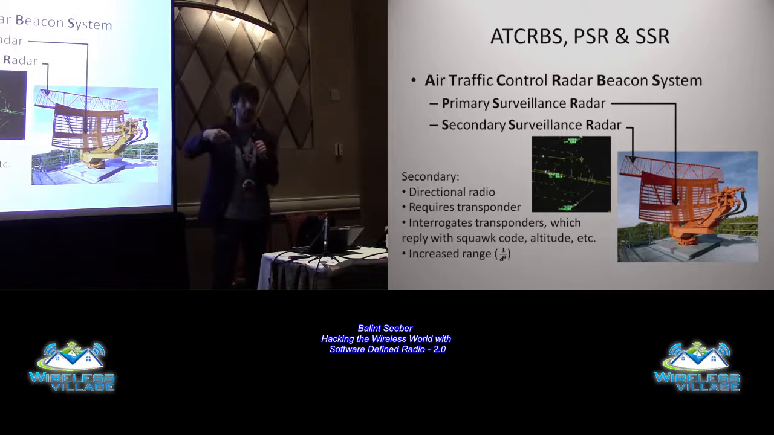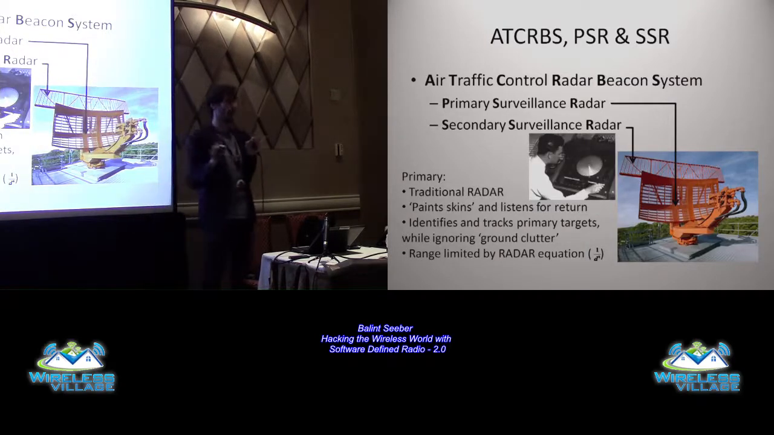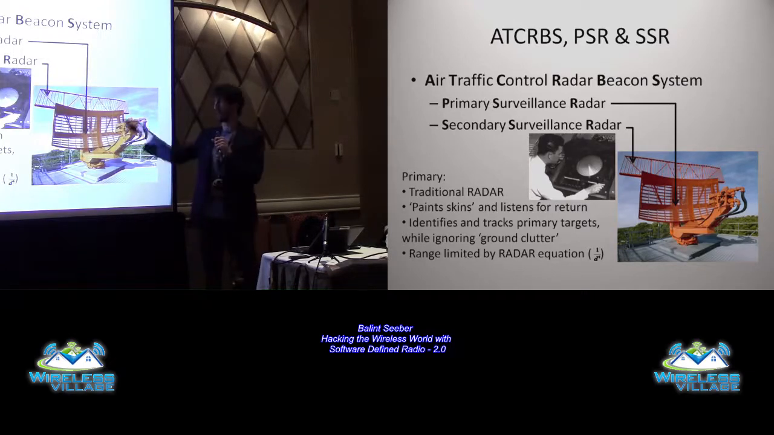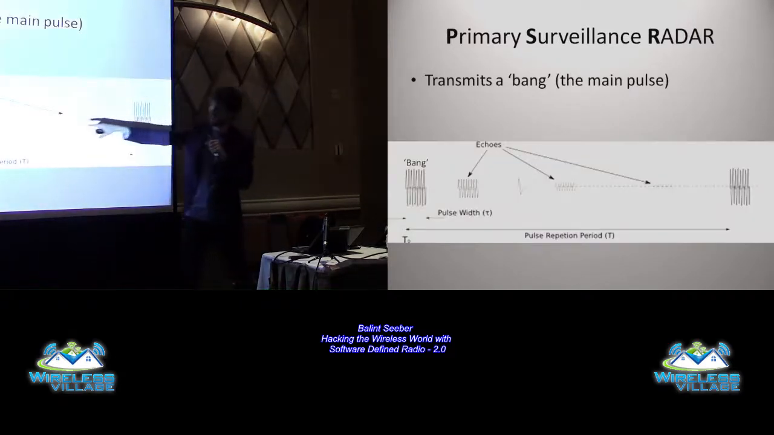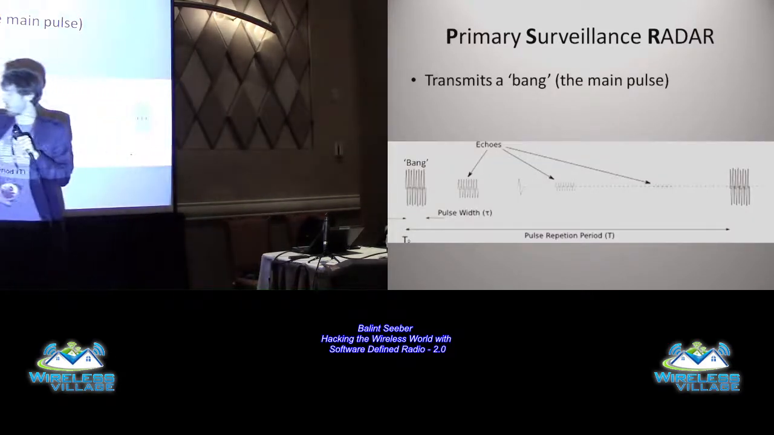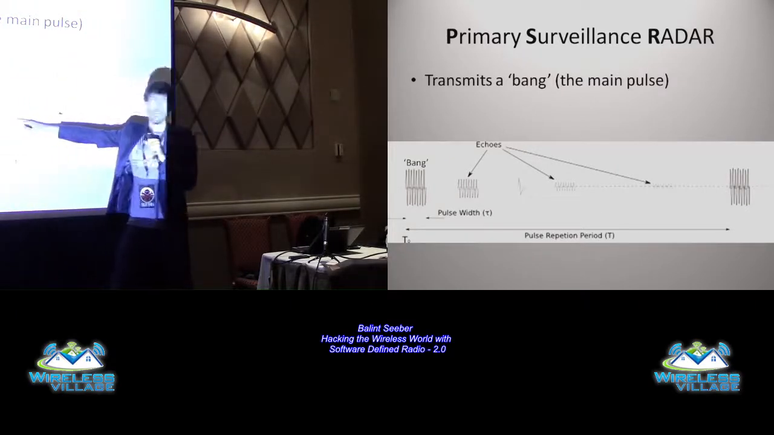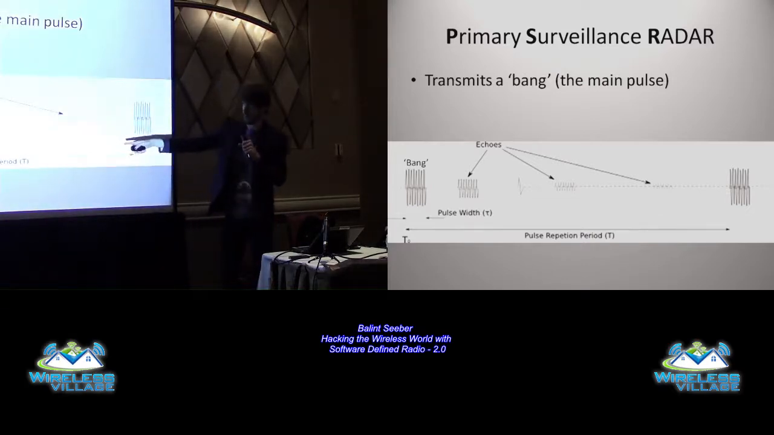You need the transponder on the aircraft. The primary system is a passive system. You don't need to have a transponder active or anything like that. The object just needs to be there and have a sufficient radar cross-section so that it can reflect some sort of RF energy back into the receiver. So with primary surveillance, the radar continually sends out what's called a bang or a strong pulse, and then it waits a little while in receive mode for any echoes that come back off objects, and then it starts again. This is called a pulse repetition period or pulse repetition frequency.